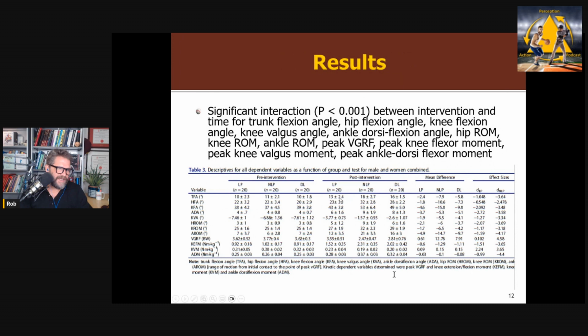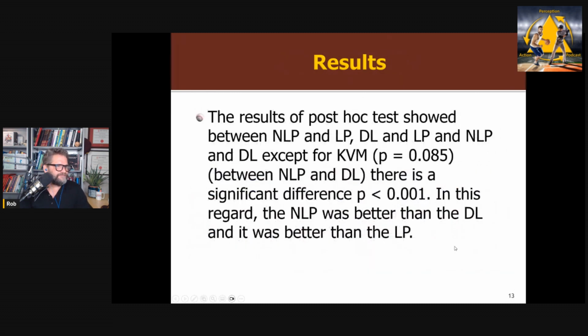Nonlinear pedagogy was better than traditional in terms of reducing the markers for ACL injury, and it was also better than differential learning. But differential learning was still better than traditional, right? Promoting variability. So constraints-led approach was better than traditional, differential learning was better than traditional, and constraints-led approach was better than differential learning for all angles except one. Okay, there was a significant effect. So basically, constraints-led approach was better in this study than differential learning.